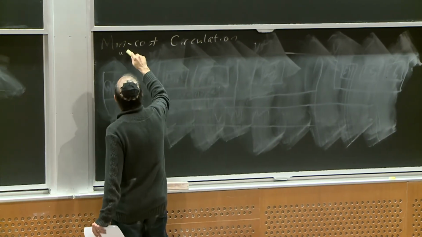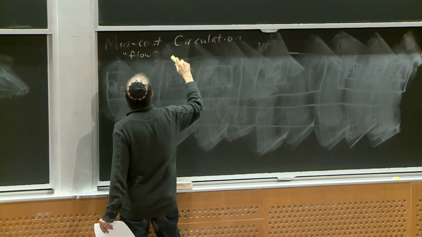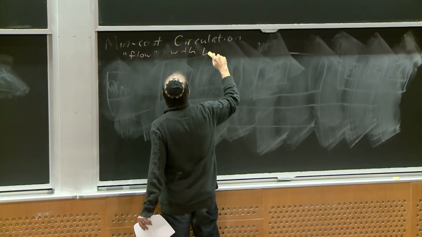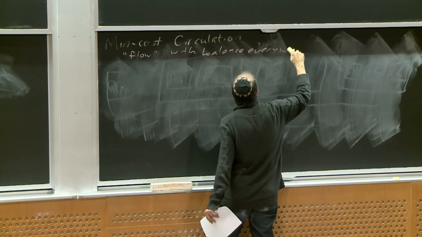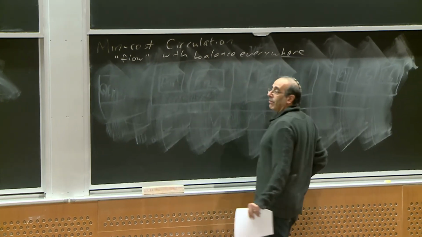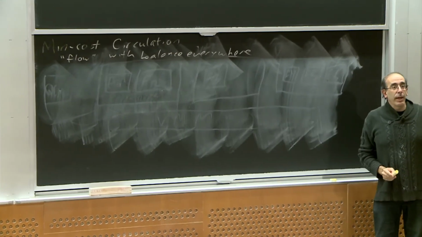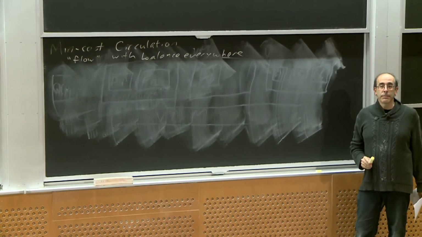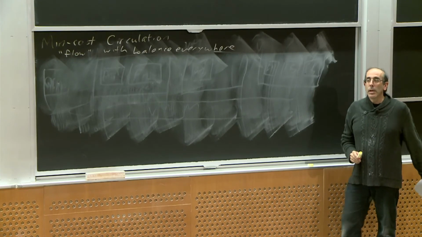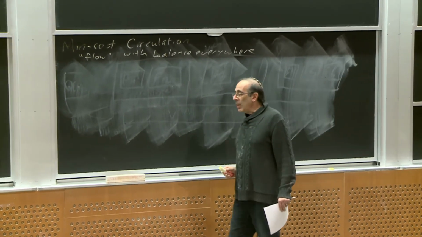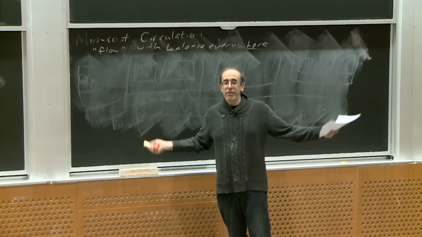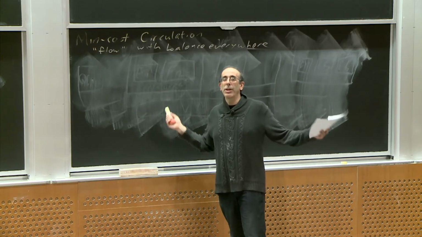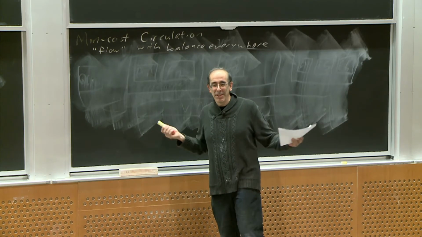Okay. So it has balance everywhere. Every vertex has the same amount of flow entering and exiting. Okay. Now, when you're talking about max flow, it doesn't make sense to talk about circulations because there's no point in having a circulation. It's not moving flow anywhere, right?